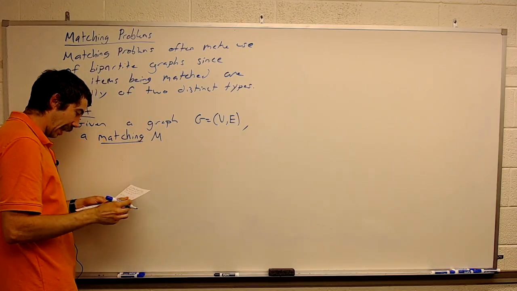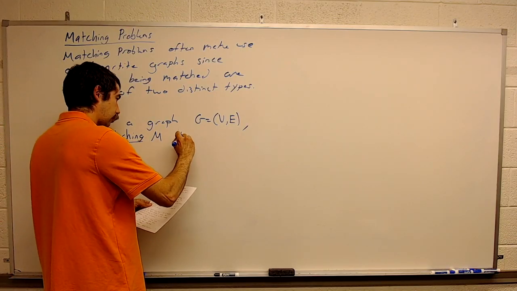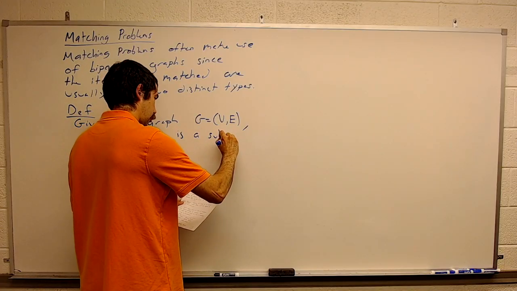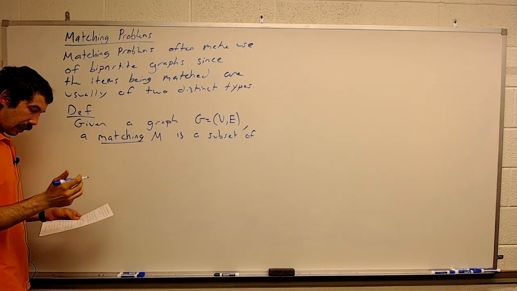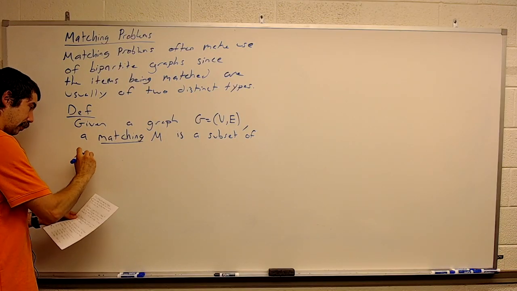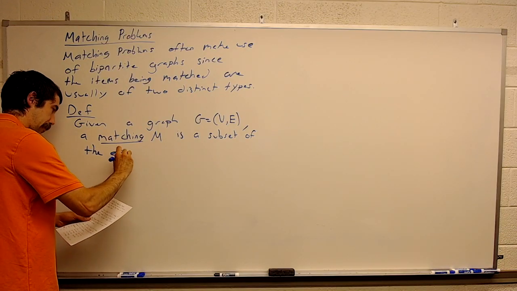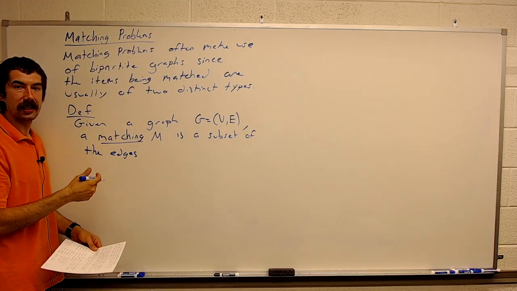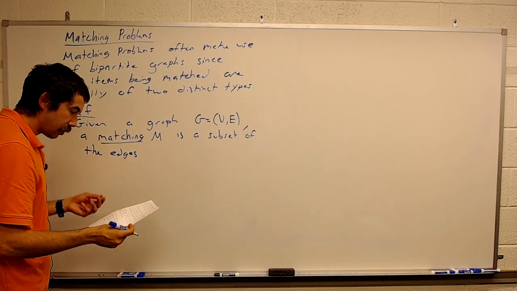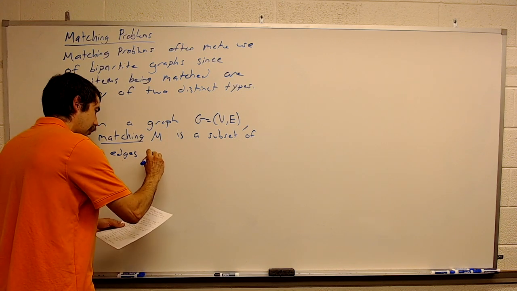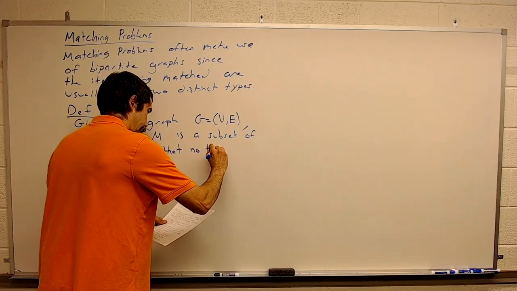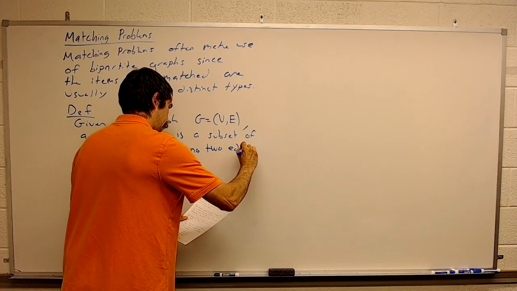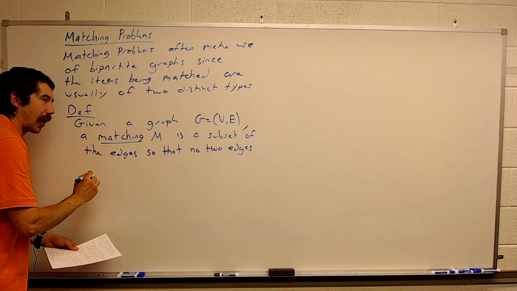A matching, which we'll denote by M, is a subset of the edges. All right, so it's going to be some collection of edges so that no two edges share an endpoint.